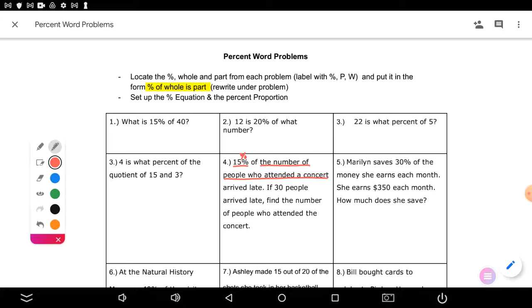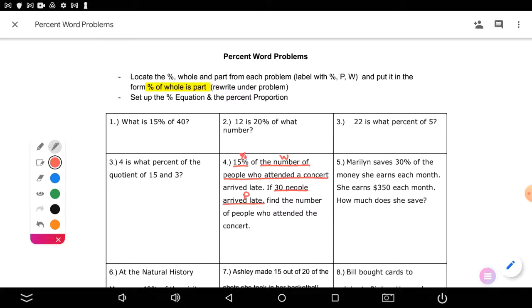So now I have to decide, is my whole something I'm looking for, or does it give it to me? It gives me 30. Is 30 the number of people who attended the concert? No. So what is my whole in this one? We do not know it, okay? But I'm going to underline that because it is the number of people who attended the concert, but I don't know how many people attended the concert. So what does that mean the 30 is? 30 is my part.